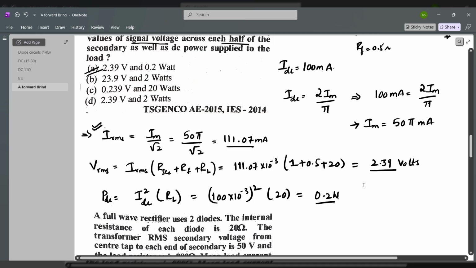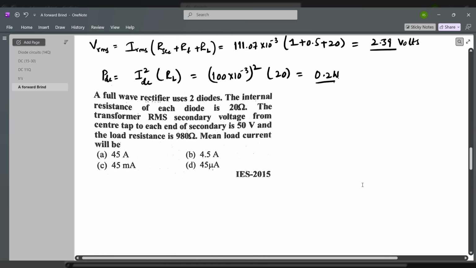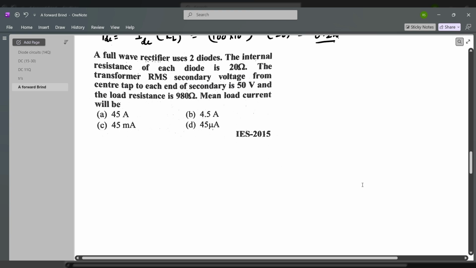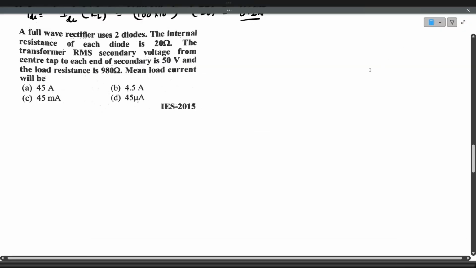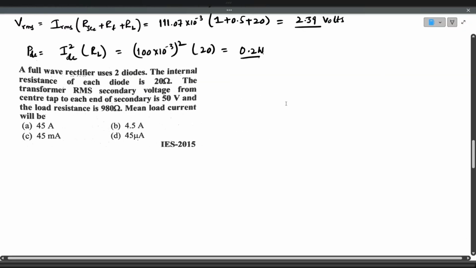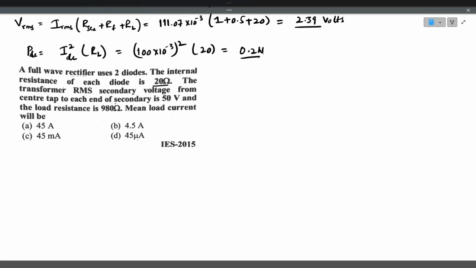Now we'll see the next question. A full wave rectifier uses diodes with internal resistance of each diode 20 ohms. The transformer RMS secondary voltage from the center tap to each end of secondary is 50 volts and the load resistance is 980 ohms. Mean load current is? So he's asking to find out IDC. A full wave rectifier using two diodes means it is a center tap rectifier.